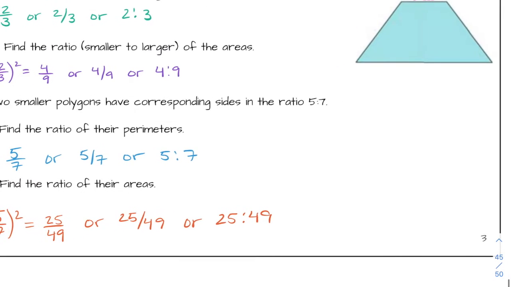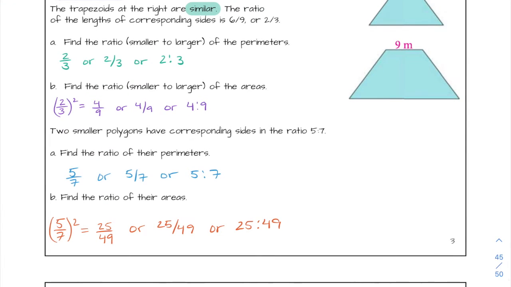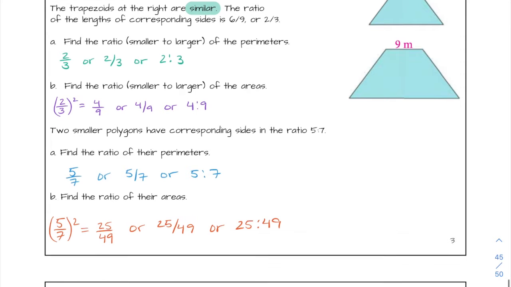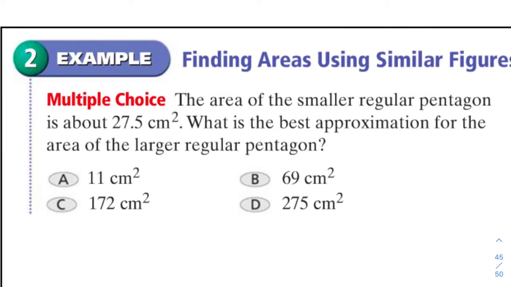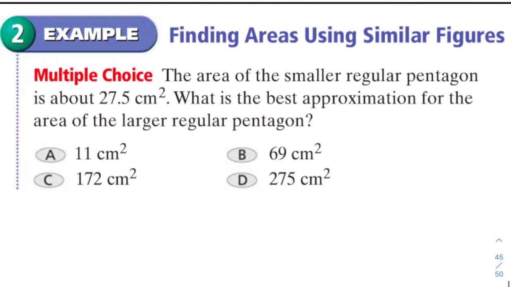Okay? So again, you want to take your simplest form. So simplify it down, which is 5 to 7, and then square each one of those. All right. So the area of the smaller regular pentagon is about 27.5 centimeters squared.